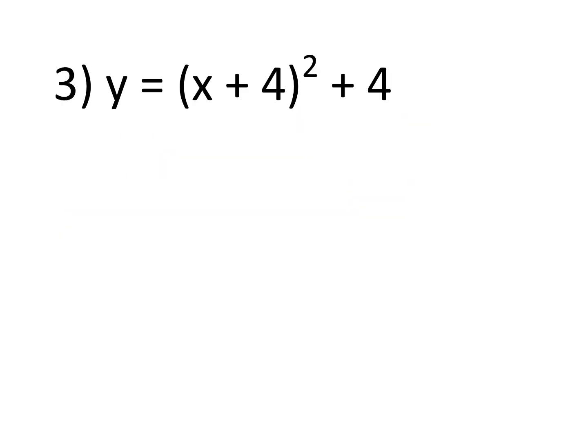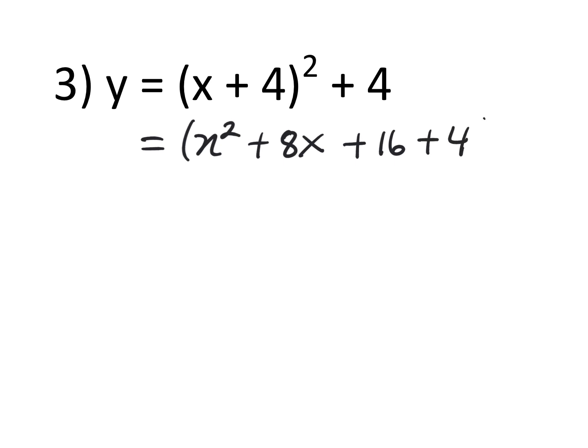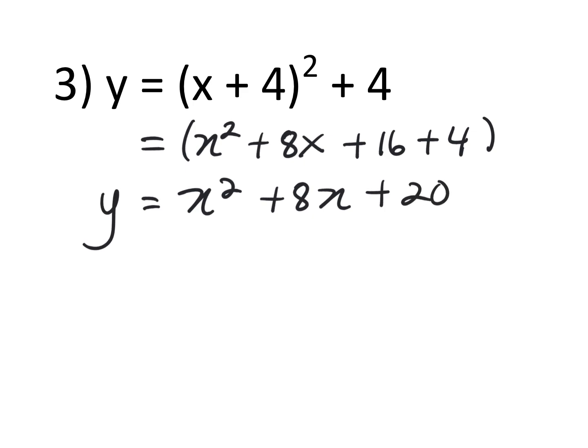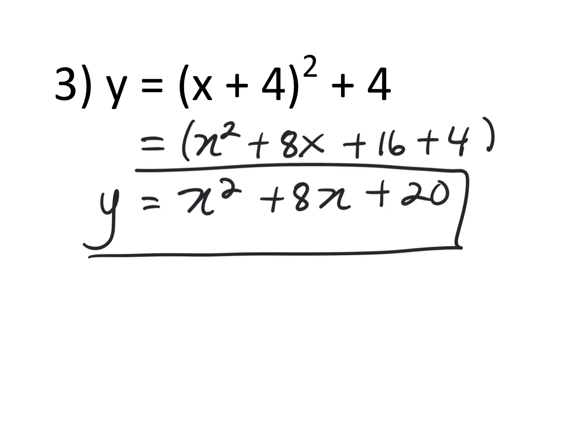Number 3, so let's proceed here. That's going to give you x squared plus 4x times 2 is going to give you 8x plus 16 plus 4. Okay, so to answer that, that's going to give you x squared plus 8x plus 20. Okay, so this is your answer.